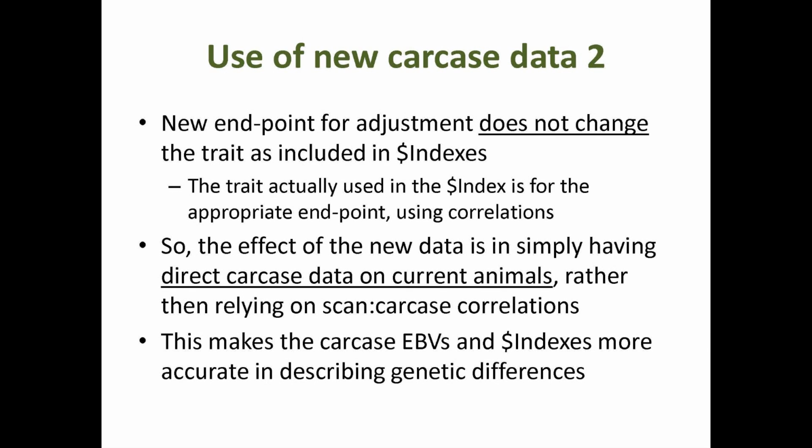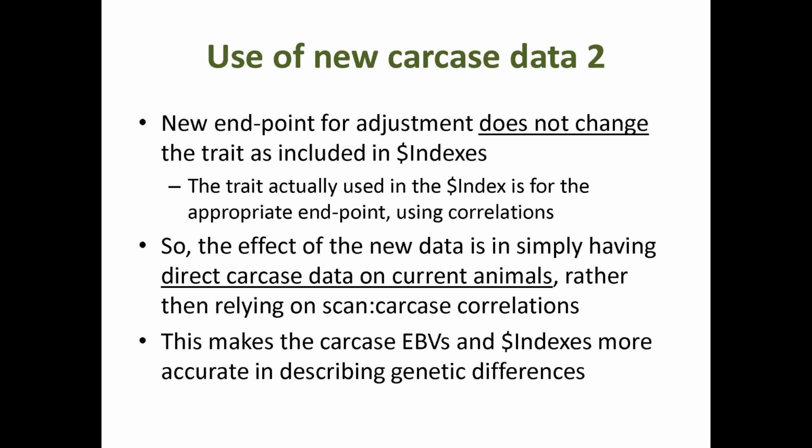The second important point to make about this is this change in the endpoint is simply in how the data is analysed to produce the EBV. It's not causing a change in the trait in the dollar index. The dollar index is for a 300 kilo production system. It's a 300 kilo EBV that is actually used in the calculation.